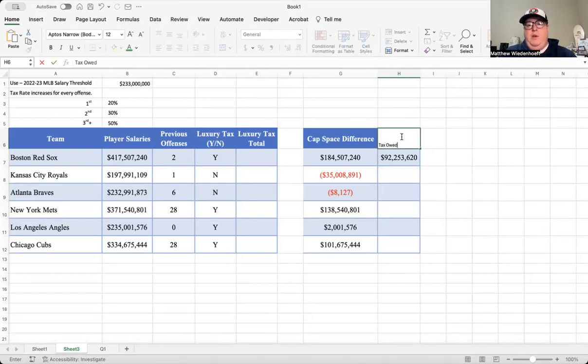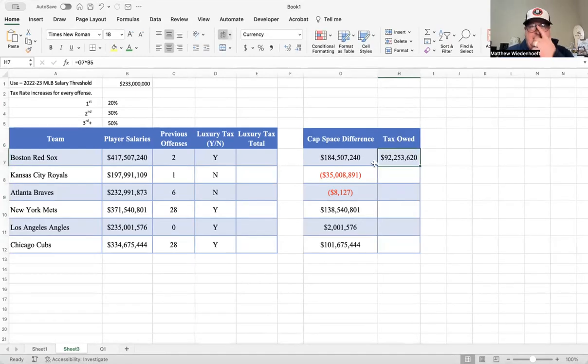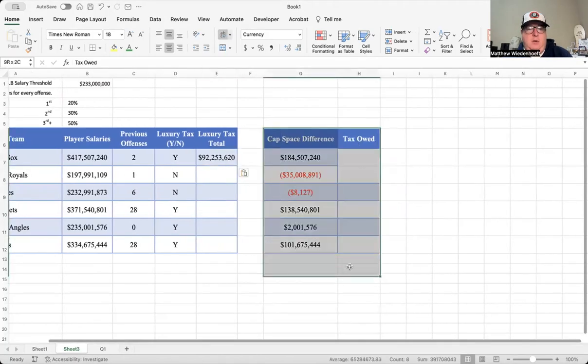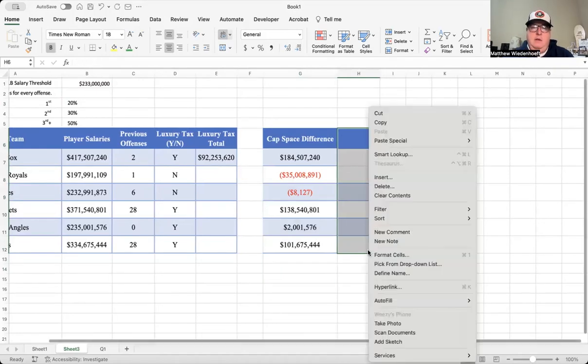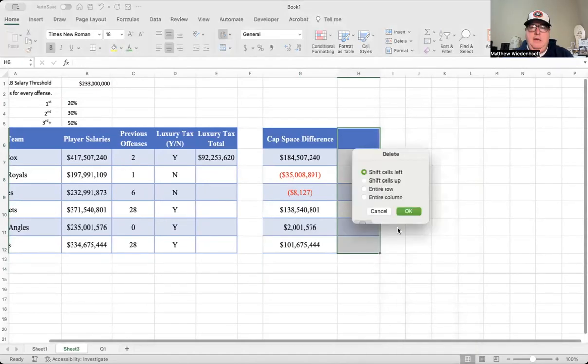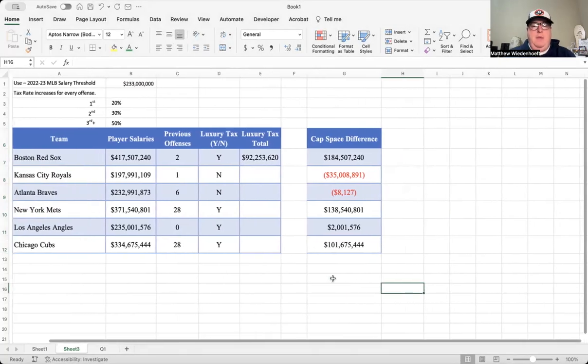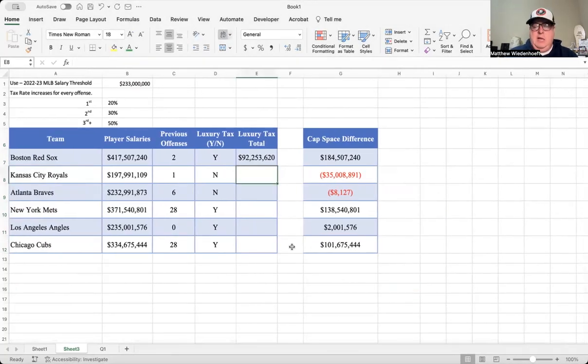I'll call this column tax owed. Again, these are just columns for myself. They're not part of the homework problem, but this is so I can answer the question. Let's get rid of this whole thing. All right. Tax owed here, we know it's going to be 0 because they're not over the cap, so they're going to owe 0 luxury tax.